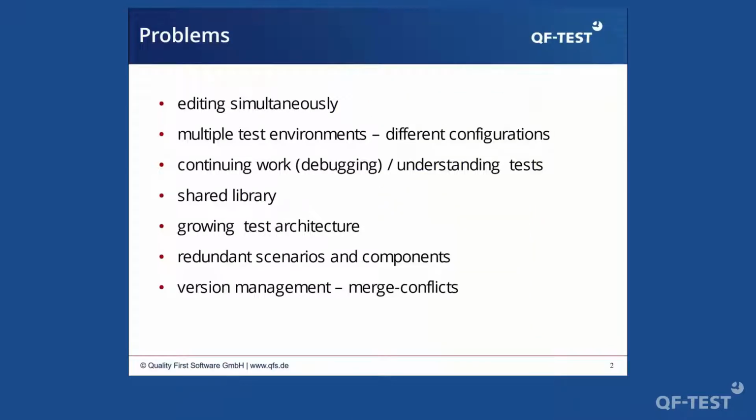So what kind of problems do we have if we're working in a team together? One thing is that we are most probably editing simultaneously throughout our test suite. One user is changing something in a test suite, another user is changing something in the test suite, and then later on both are committing their changes in the version control system, like SVN, Git, or whatever you prefer. Then you run into issues there, you get merge conflicts, which we'll explain later on how we can solve, and also how we can provide a workflow so that we don't run into so many issues.